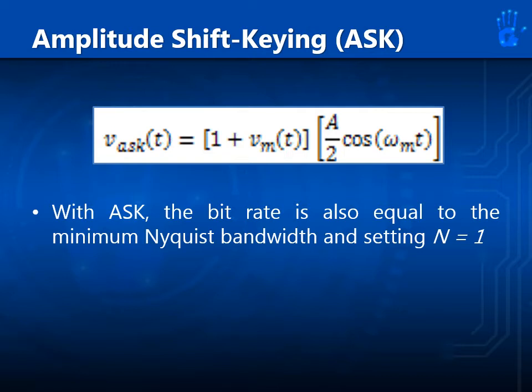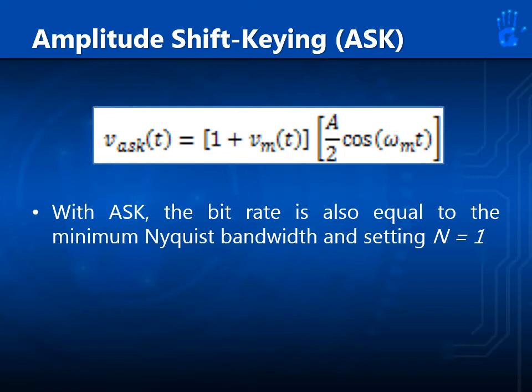A cosine omega c of t, because the denominator of A, that is 2, and 1 plus Vm of t, which is 1, will be equal to 2, so it would cancel out. What remains is A cosine omega c of t. That would be the equation for V ASK when logic is 1.